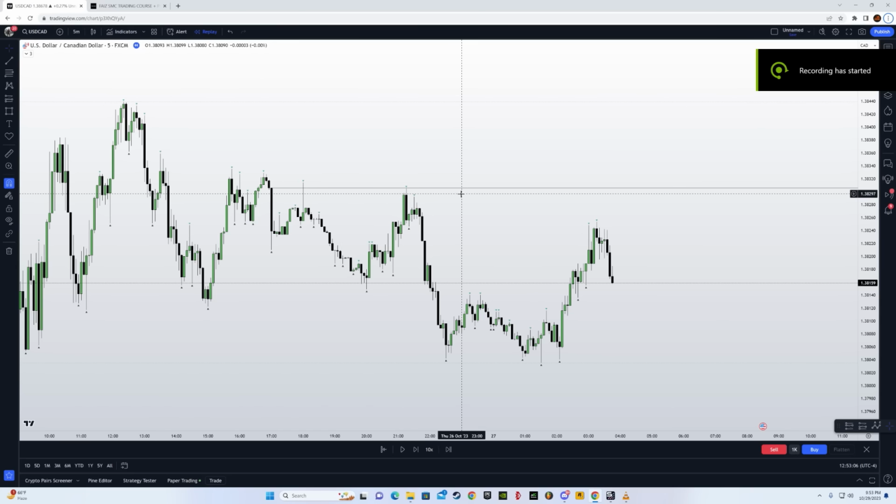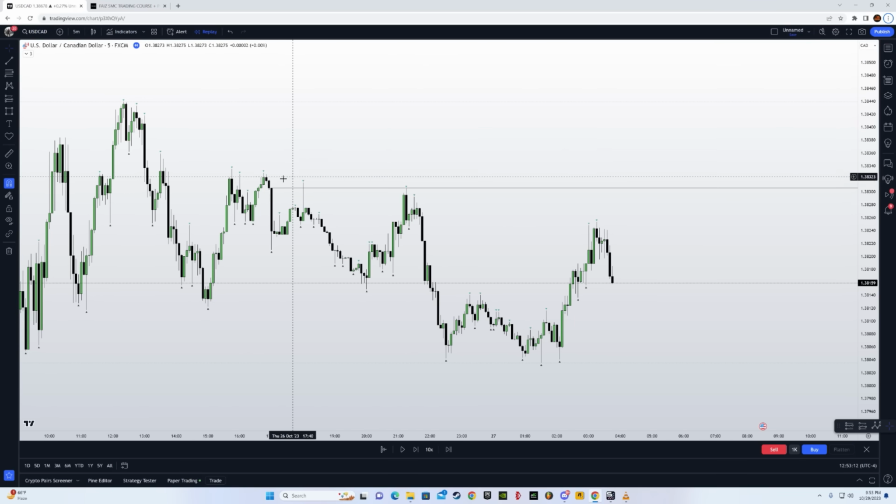All right, guys, so here is example number 1. I'm looking at USD CAD and I have marked out the daily open.